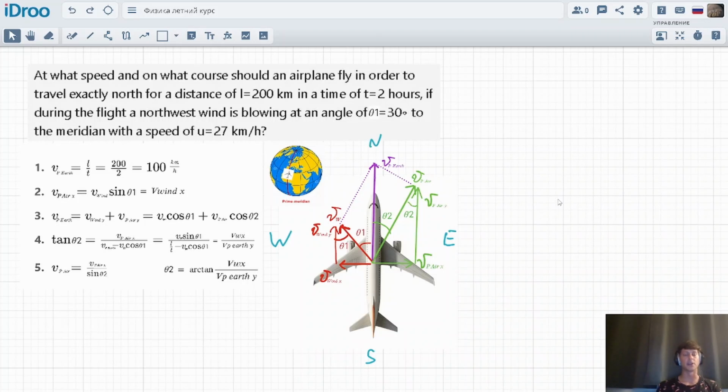At what speed and on what course should an airplane fly in order to travel exactly north for a distance of 200 kilometers in a time of 2 hours, if during the flight a northwest wind is blowing at an angle of 30 degrees to the meridian with a speed of 27 kilometers per hour?